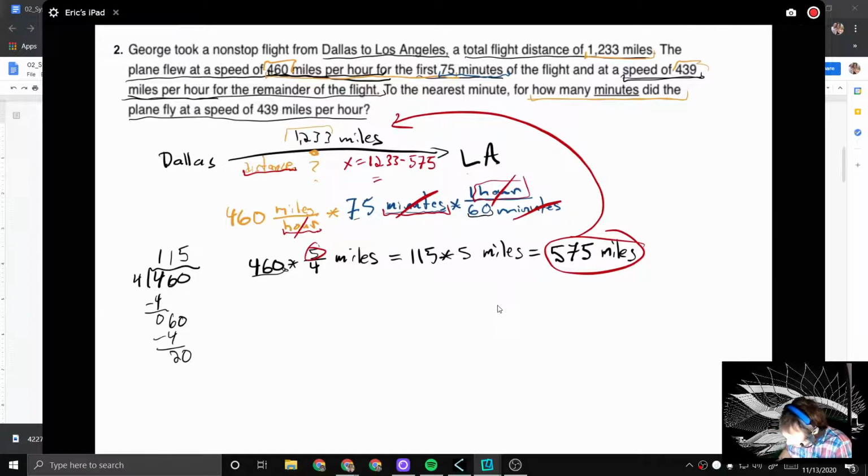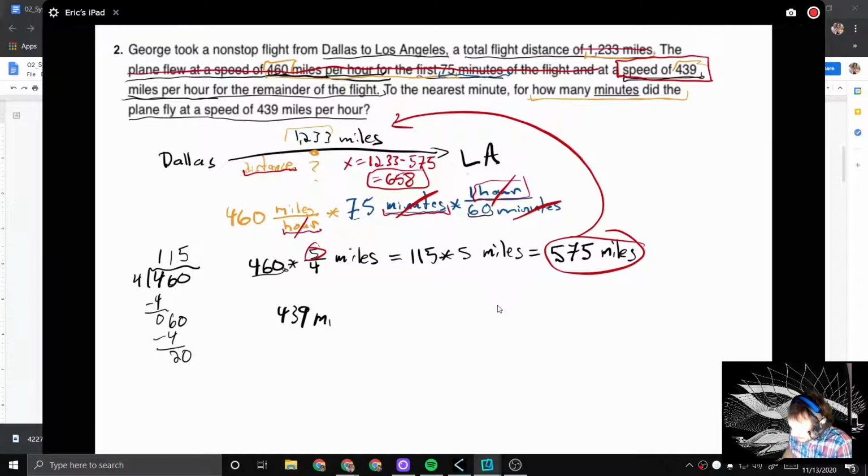So that is 658 miles. Now we can read the problem again, and we can ignore a huge portion of the problem. We don't care about this anymore. We don't care about that anymore. What we care about is that it flew at the speed of 439 miles per hour for 658 miles. So let's write that down and do our unit analysis again.